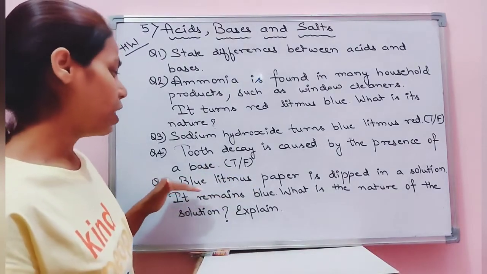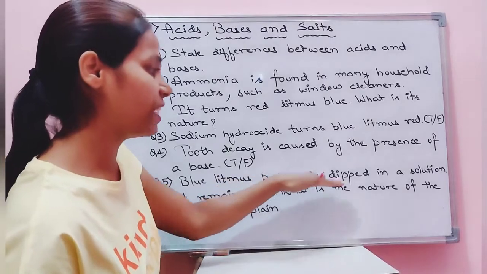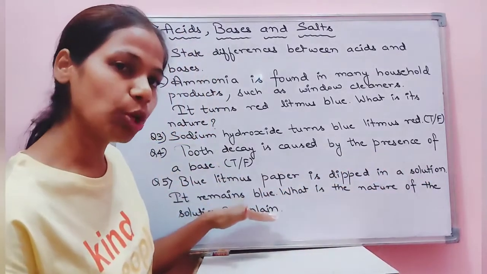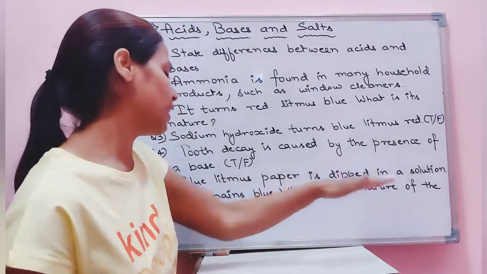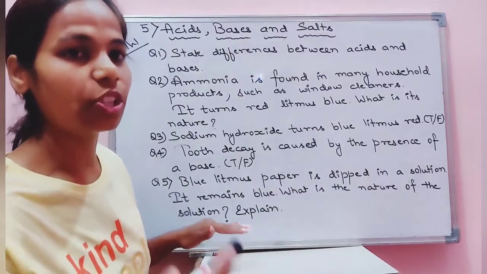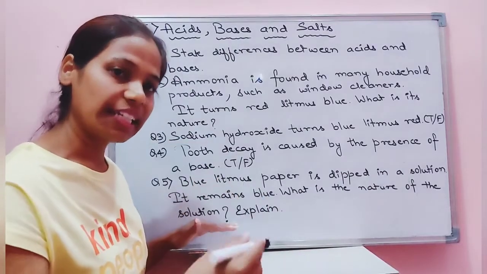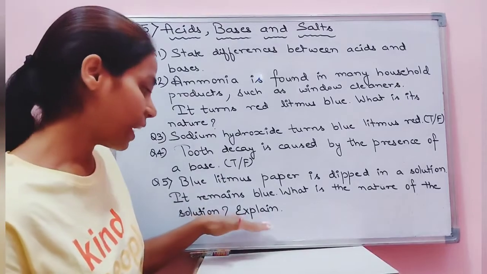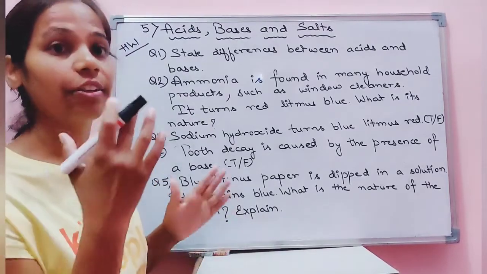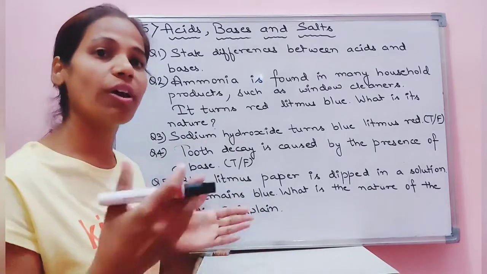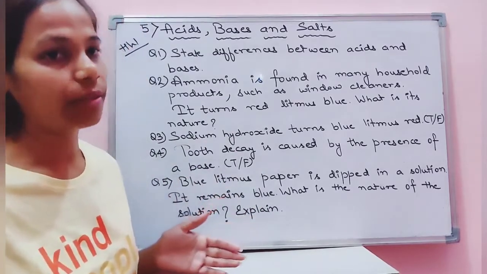Question number 5: Blue litmus paper is dipped in a solution and it remains blue. What is the nature of the solution? Nature of the solution means, children, you need to write either it is an acid or it is a base. Any one you need to write and explain. You need to explain why it is an acid, if it is an acid, and why it is a base, if it is a base.